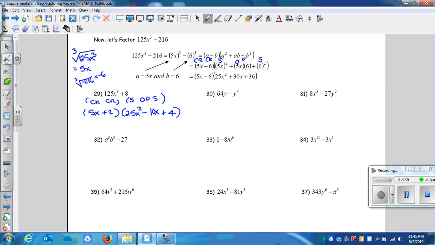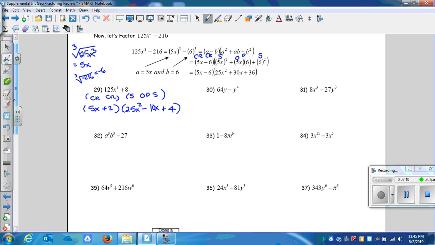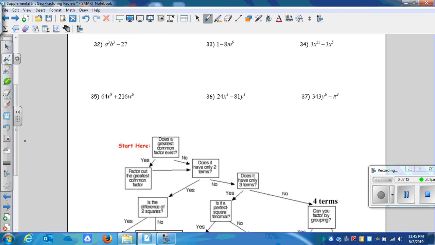All right, let's go ahead and take a look at number 36. So let me scroll down. So for number 36, we've got what looks to be a cubic binomial, but the big question is, notice that 24, is that a perfect cube, or is 81 a perfect cube? Well, in fact, in this case, it's not. However, we can always take out a GCF first. So I'm going to go ahead and pull out the greatest common factor, which is a 3. And I'm left with 8x cubed minus 27y cubed.